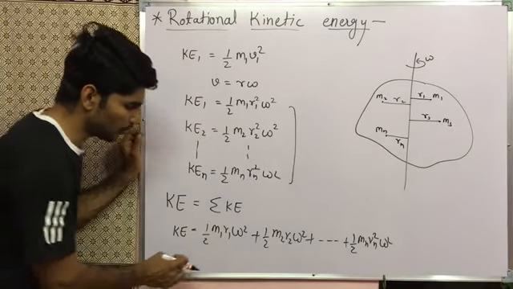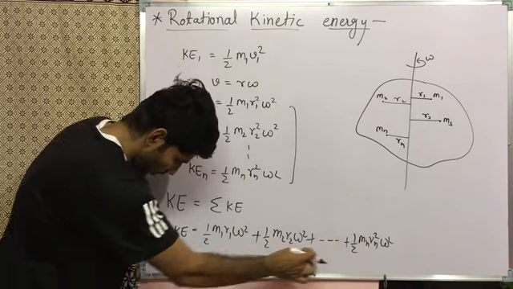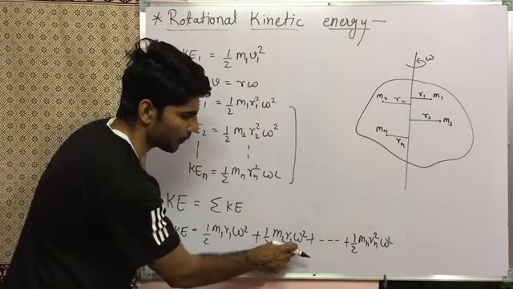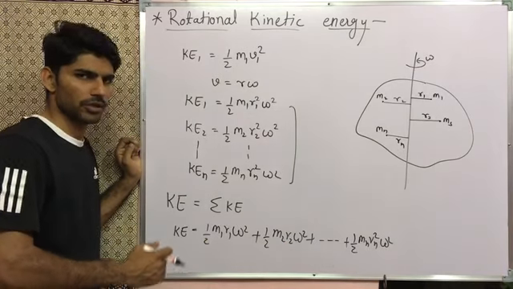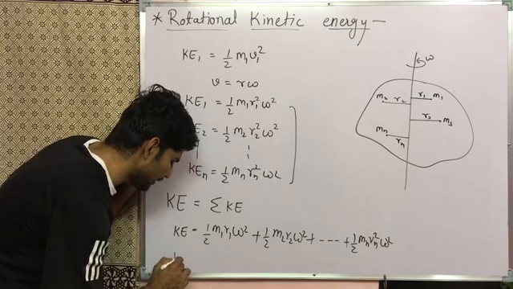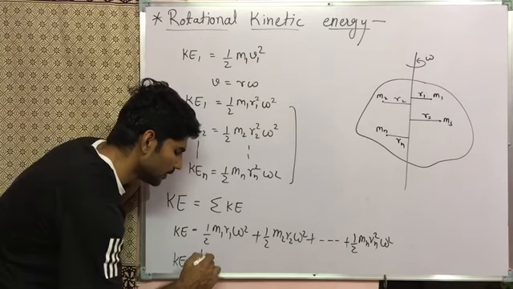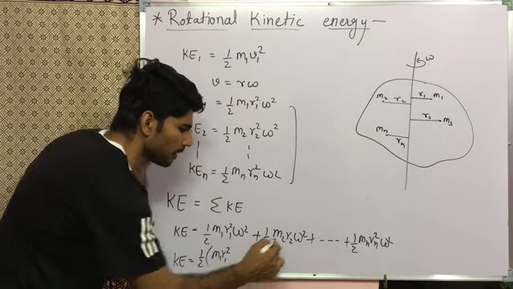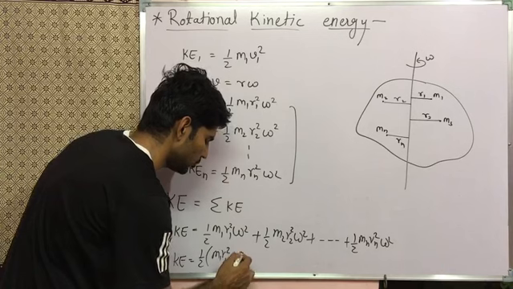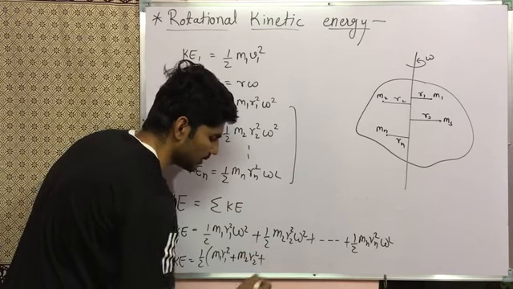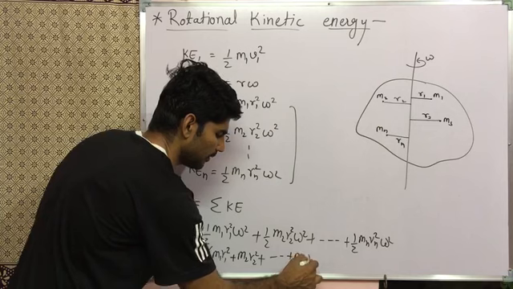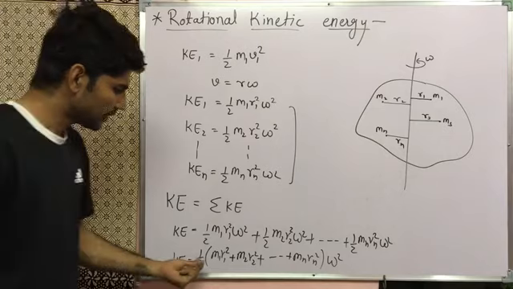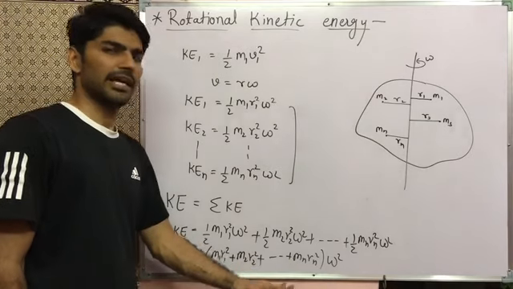Here we know that in all those expressions we have something common, the half and omega square. So we take half and omega square common and take that out. So kinetic energy will be half, here we can write m1 r1 square plus m2 r2 square plus up to mn rn square, and omega square is out.